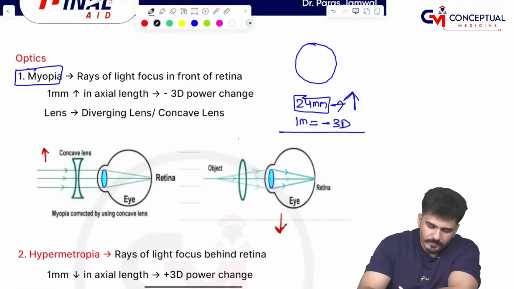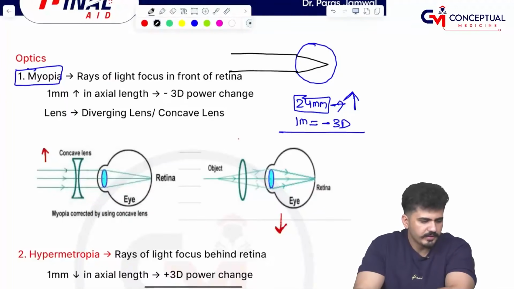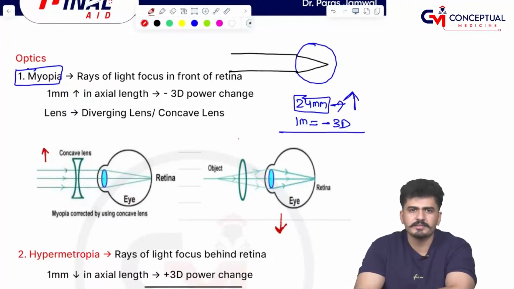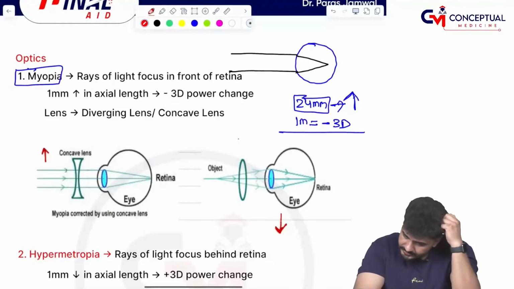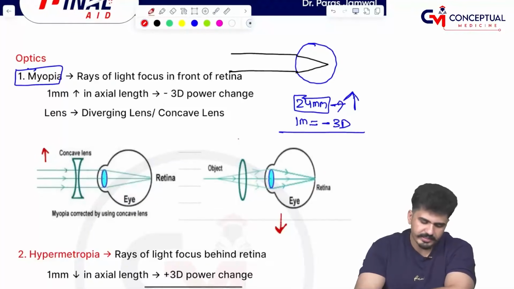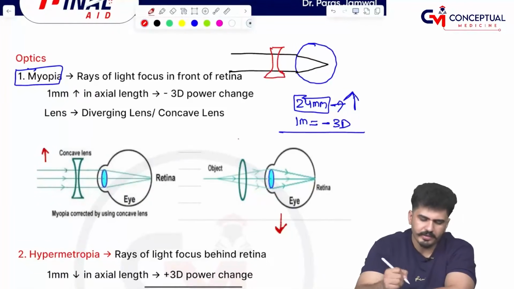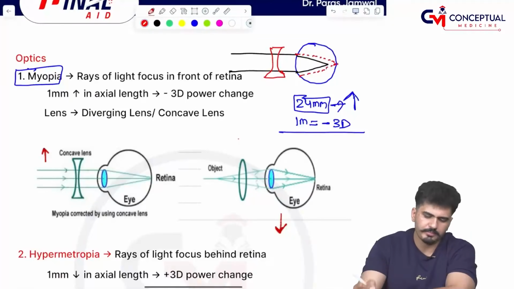Now what is happening? The rays are coming, and because of the big eye, the rays are focusing before the retina. Now what do you need? You need a diverging lens. And which diverging lens do we have? We have a concave lens. So we give the patient of myopia a concave lens. Then the rays diverge from here, because of which our vision becomes possible.